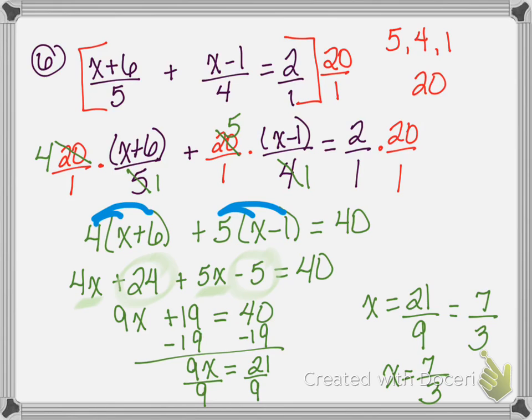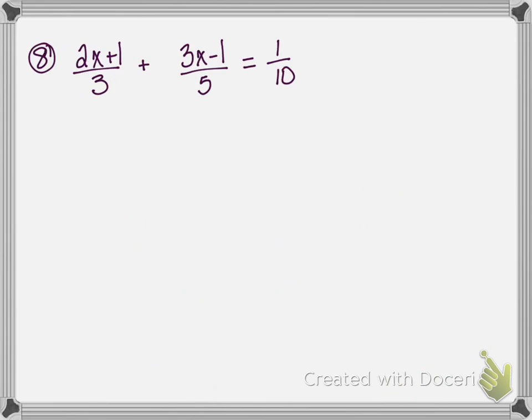Okay, can I go to the next one? Number 8. Okay, here's number 8. I have 2x plus 1 over 3 plus 3x minus 1 over 5, and that equals 1 over 10. Okay? So I have a denominator of 3, of 5, and of 10.